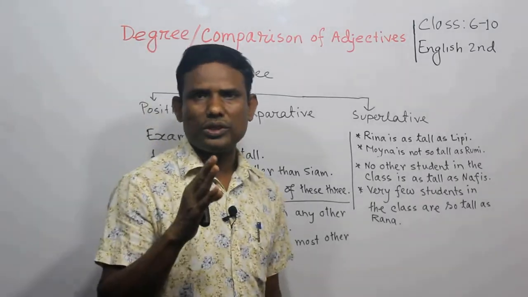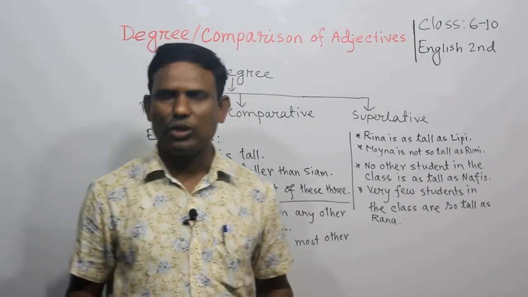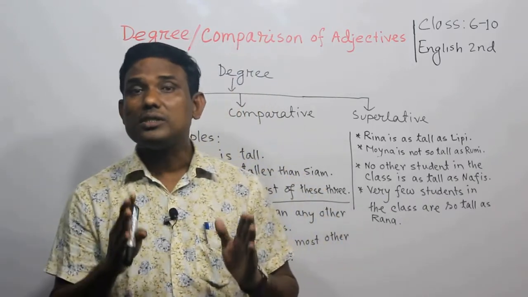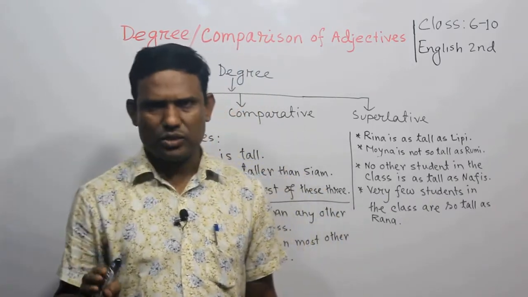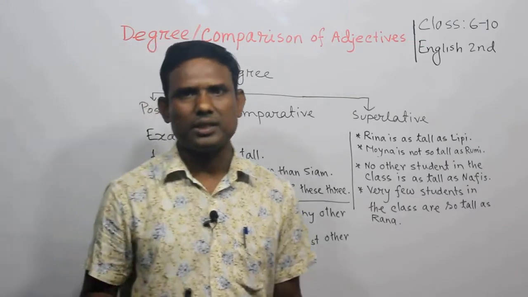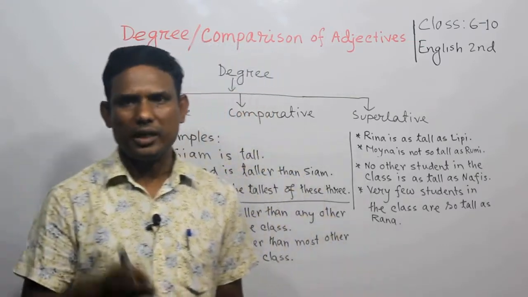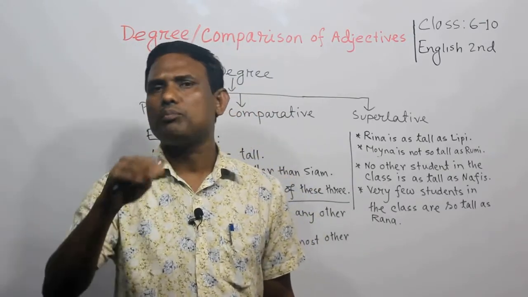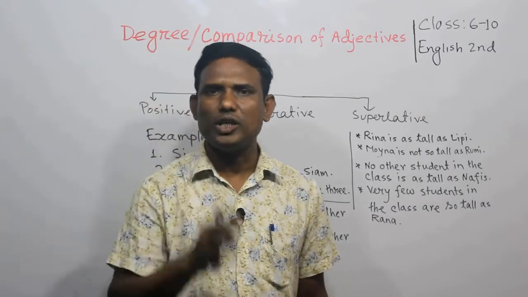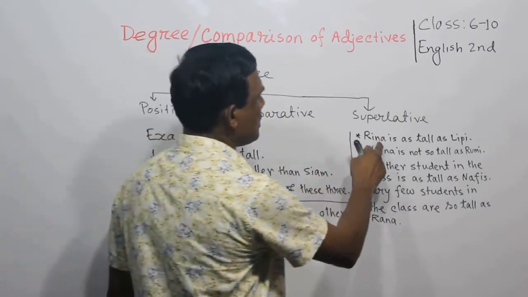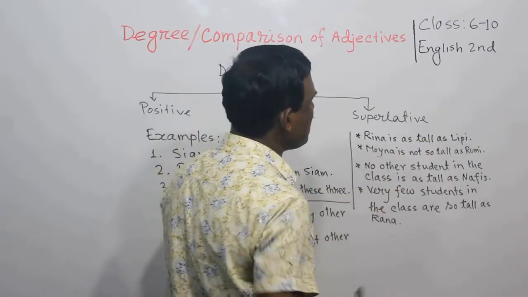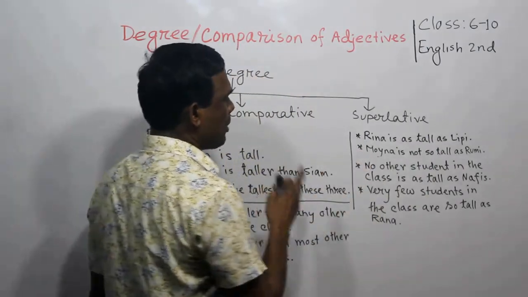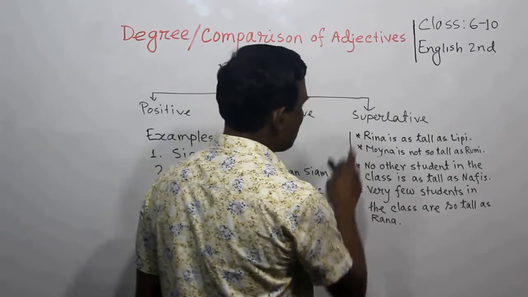If you want to use the positive degree to show comparison, you can use the structure as ... as with the positive degree in the affirmative sentence to show equality, and you can use the structure so ... as with the positive degree in the negative sentence to show inequality. For example, Rina is as tall as Lipi. The sentence shows comparison and expresses equality.